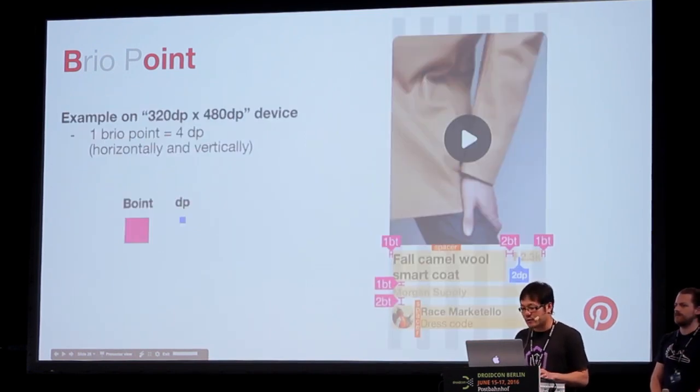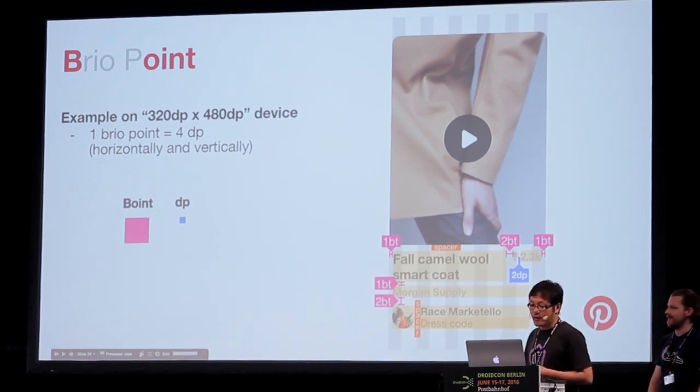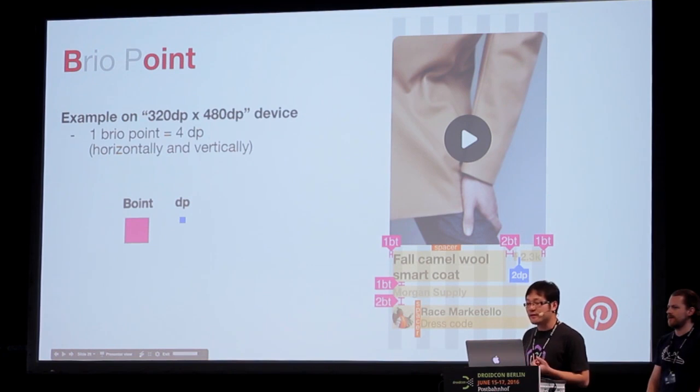Here is an example of a design composition on a 320 by 480 device. We chose this as a target resolution for design because most of the devices fall into this category. On the right-hand side is a pin representation with the description and pinner information. The designer will only work with the Braille point and DP to define the spaces. The red ones are defined in Braille points, and the blue ones are defined in DP. With the map we just talked about, this will automatically scale to devices with other resolutions.